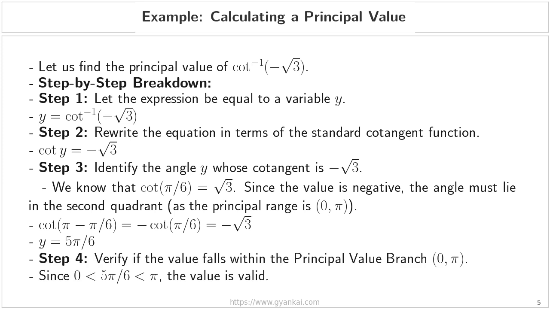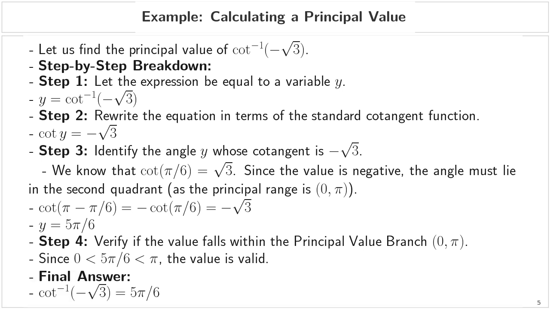Finally, in step 4, we must verify if this result falls within the principal value branch. Since 5 pi over 6 is indeed greater than 0 and less than pi, the value is valid. Consequently, our final answer is that the inverse cotangent of negative square root of 3 equals 5 pi over 6.